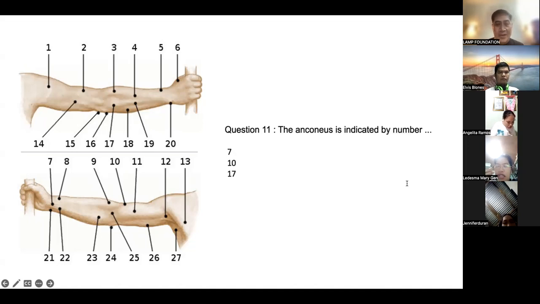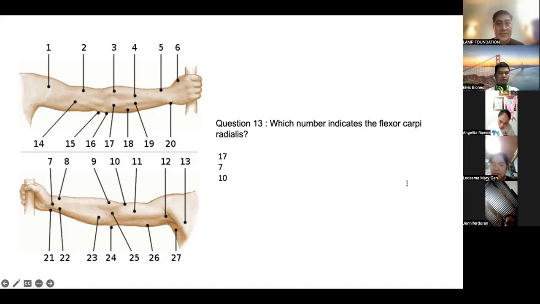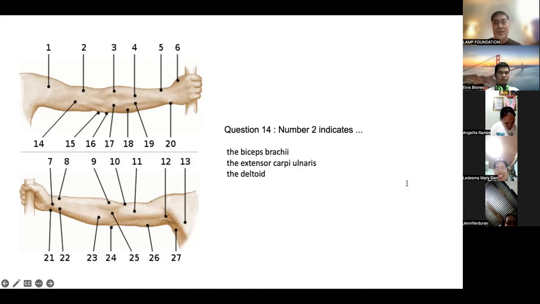Pectoralis major. Very good. The anconeus is indicated by number 17. Very good. What does number 18 indicate? Flexor carpi ulnaris. Very good. Which number indicates the flexor carpi radialis? Kung meron tayong flexor carpi ulnaris, meron din tayong flexor carpi radialis. Number 7, sir. Very good.